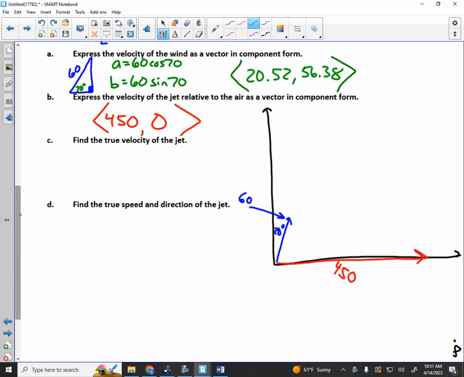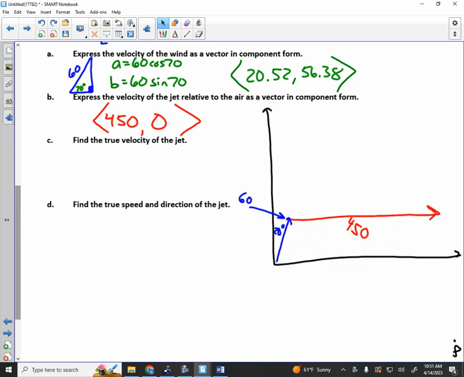Okay. So the true velocity of the jet is actually these two added together. So you have to understand that when we looked at what happens when two vectors act upon each other, you get the result of one being added onto the other. So you can see that its velocity is greater than the 450, okay? Greater than the 450. So as we add these, we simply get 470.52, and we get 56.38.